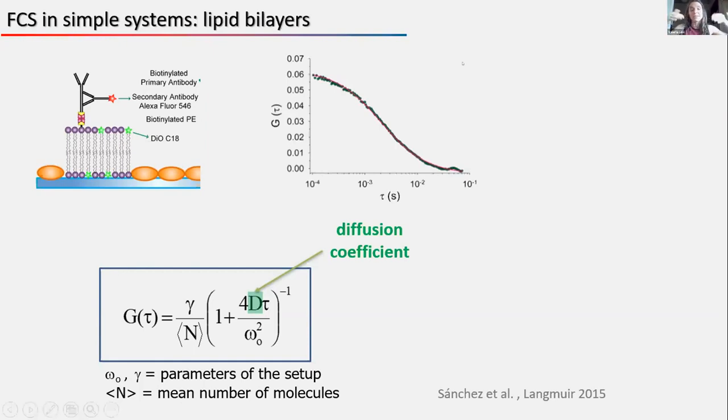What you can do is just propose a model for the motion of the molecules. Here, for example, you can say that the molecules are going to move through two-dimensional diffusion along the membrane. And from the theoretical analysis of the model, you can derive an equation that accounts for the motion. So you can fit the equation to the experimental data and obtain relevant parameters of the motion of the molecules. For example, here, the diffusion coefficient.